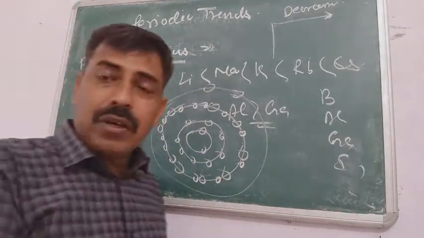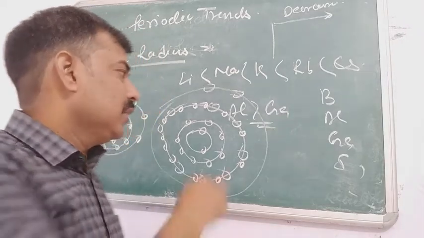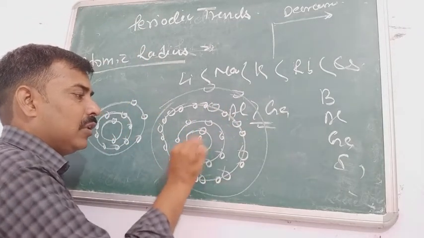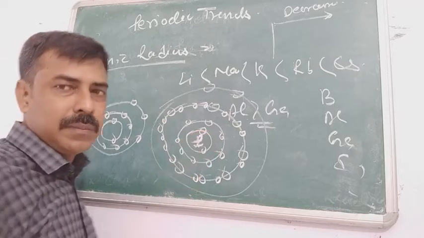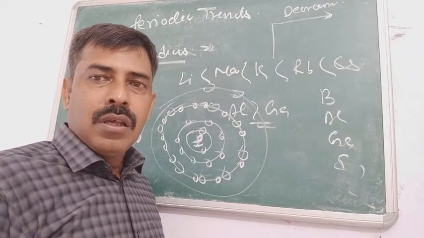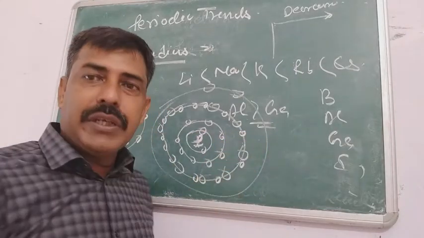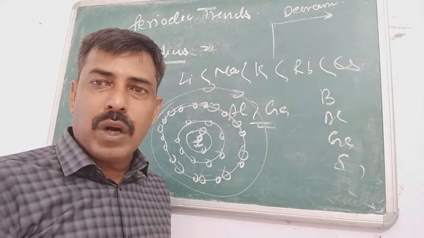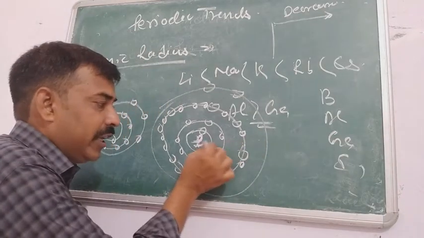And when these electrons come in the inner shell, what happens? With the increasing number of electrons, the number of protons will also increase. And for these electrons which enter the inner d subshell, what happens? For those electrons, the shielding effect decreases.